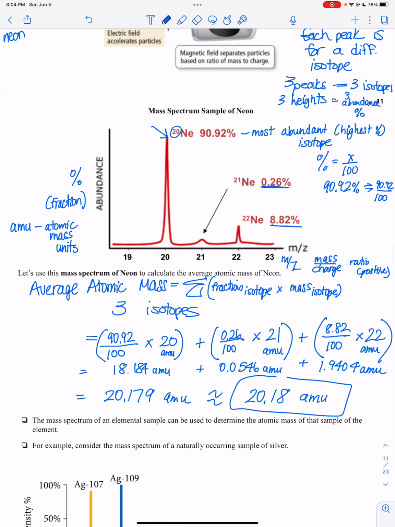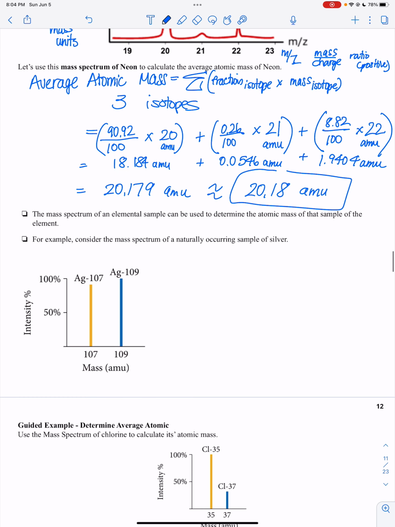So this is how you calculate an average atomic mass. You take the percentage, you divide that by 100, and then multiply it by the mass. You could also multiply the percentage by the mass and then divide by 100 later. That will work consistently well if you're okay with the math.